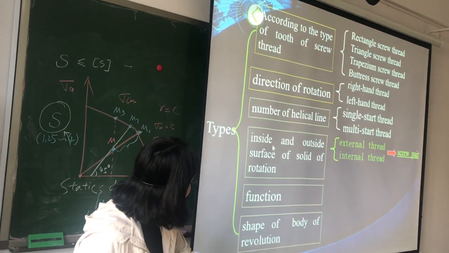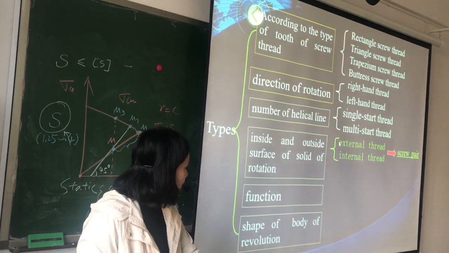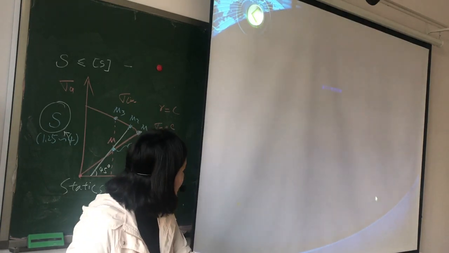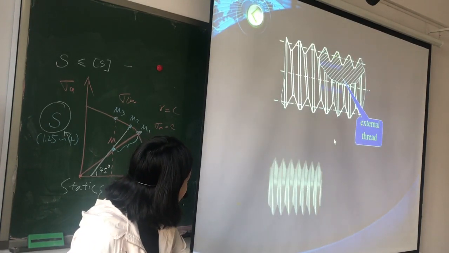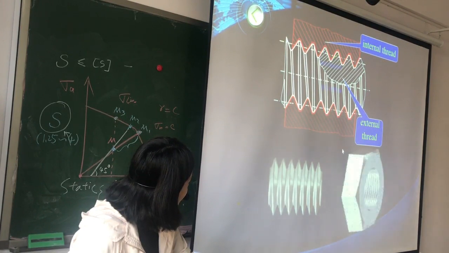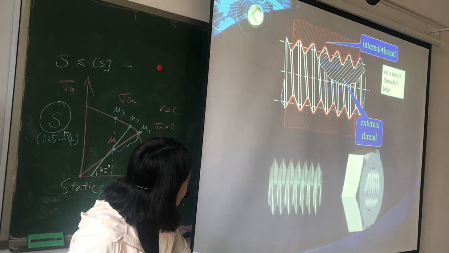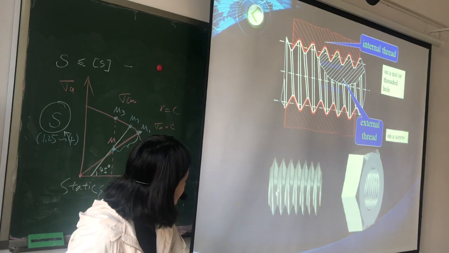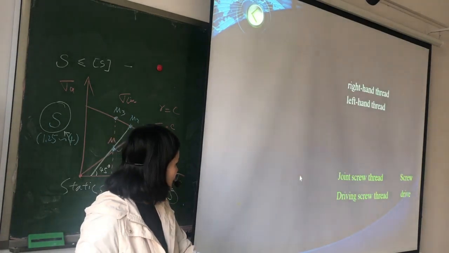According to the position of thread, we have external thread and internal thread. And this is internal thread, and this is external thread. The internal thread is the thread on a nut or threaded hole, like this. And the external thread is the thread on a screw, like this.